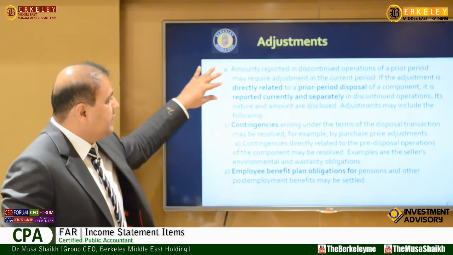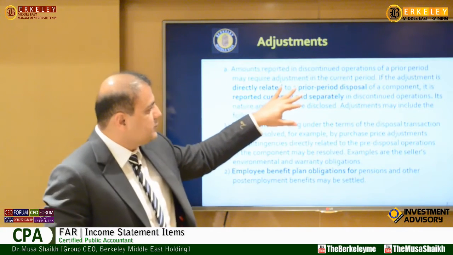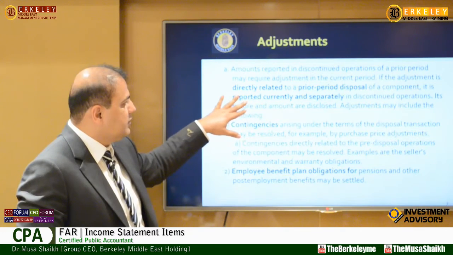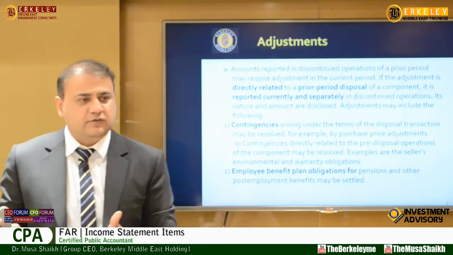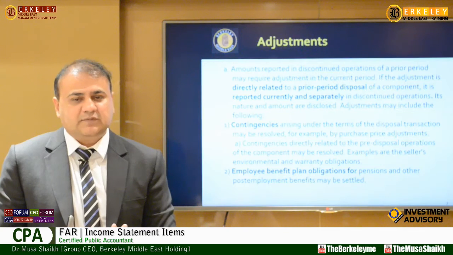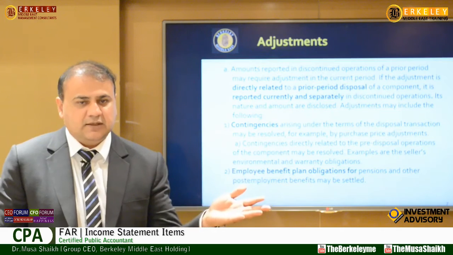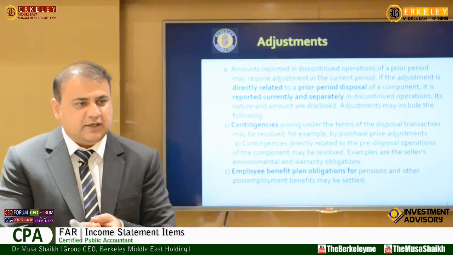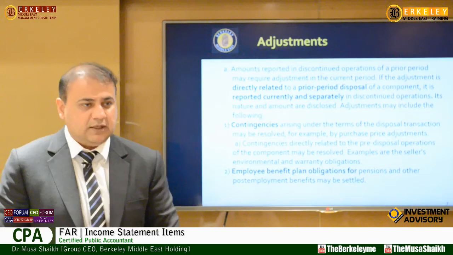He says amount reported in discontinued operations: if the adjustment is directly related to a prior year disposal, it is reported currently and separately in discontinued operations. So if you have any disposal related to a prior period, right? Any adjustments to prior years, you have to adjust your retained earnings, right? Because you can't go back and reopen; the only effect is there in retained earnings, right? So you adjust that and then you disclose that this was a prior year adjustment.